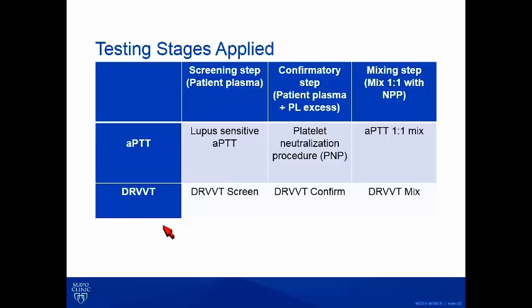So I've talked about the screen, confirm, and mix. How do those apply to the tests? So just as an example, the screening step performed on patient plasma, if you're going to an APTT-based system, you might use a lupus-sensitive APTT. For a confirmatory step, you might use the platelet neutralization procedure, which was discussed previously. And then for a mixing step, you can do a one-to-one APTT mix. Whereas if you're using the DRVVT as your test, you have your DRVVT screen, your DRVVT confirm with the addition of phospholipid, and a DRVVT mix.